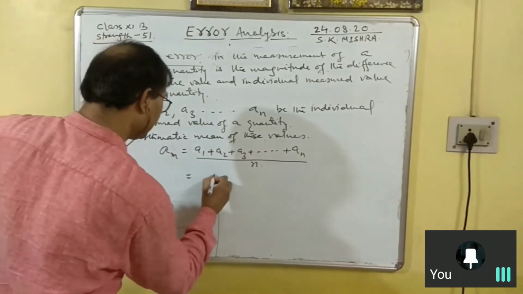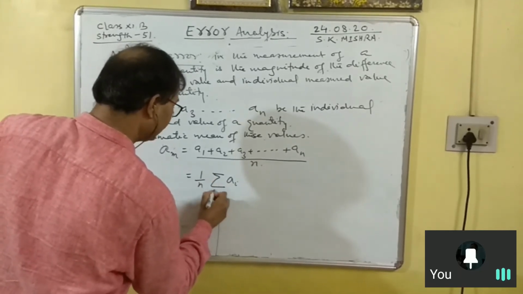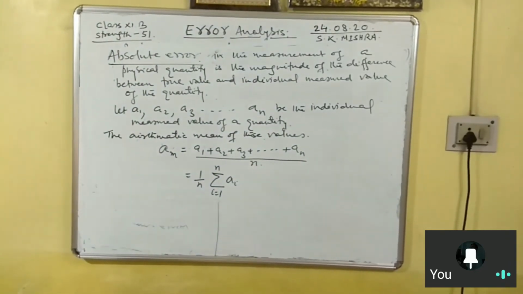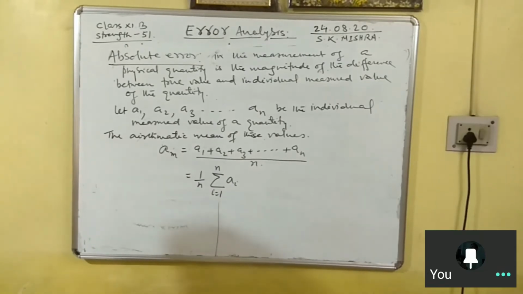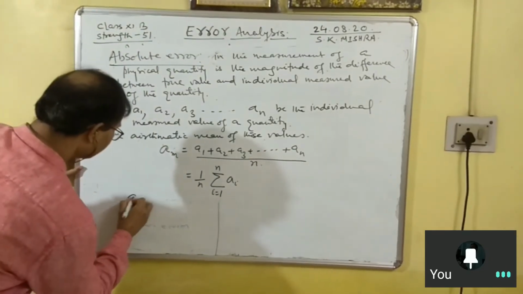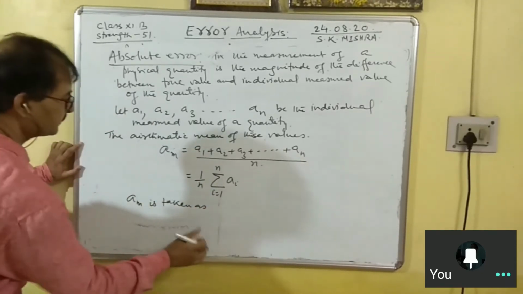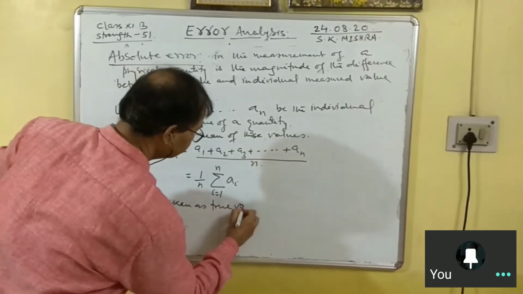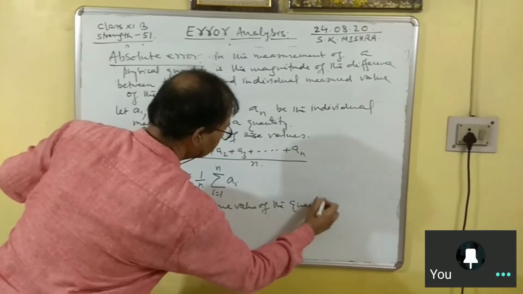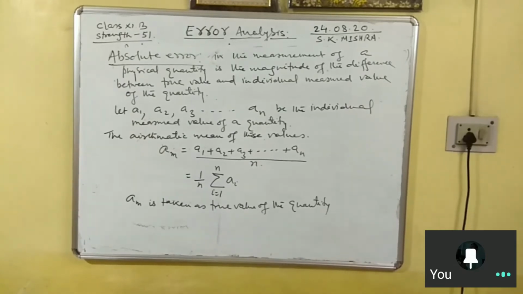So this is summation, 1 by n, i equals 1 to n. Should I write like this? 1 by n summation ai, i equals 1 to n. AM is taken as the true value of the quantity, arithmetic mean. AM is taken as true value of the quantity, if the same is not known otherwise.